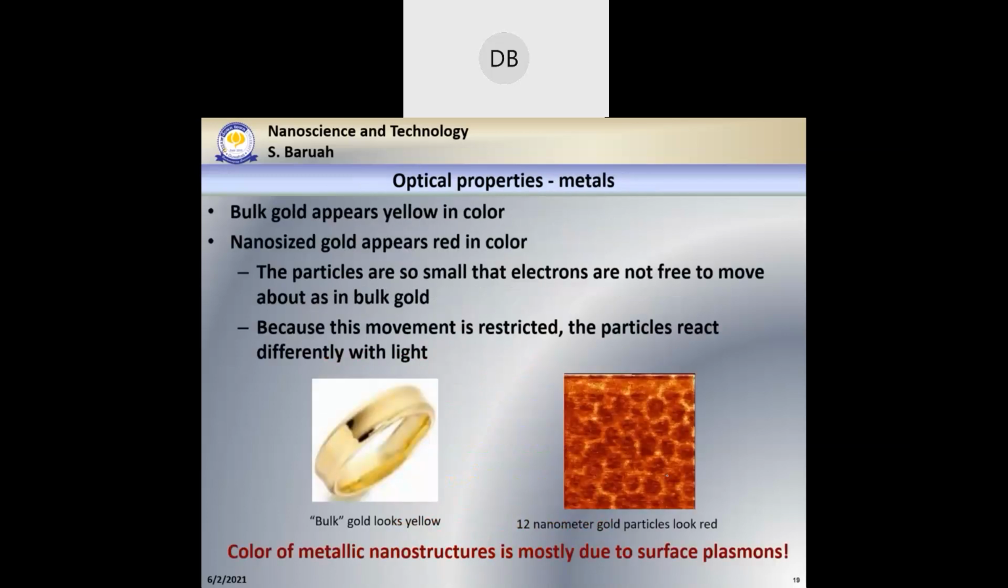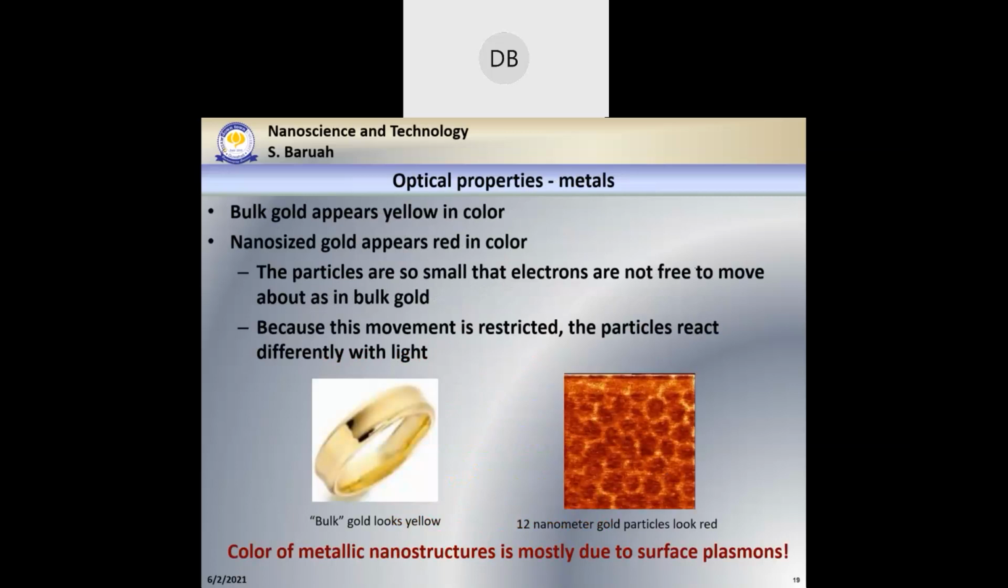Again, this is a repetition of what I said before. Bulk gold is golden in color, but nano-sized gold is mostly red. But it can go even to gray and black, depending on the size. But those particles are not very stable. The most stable particles are the red particles.